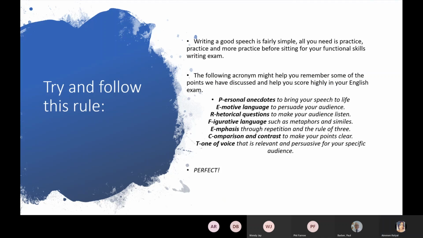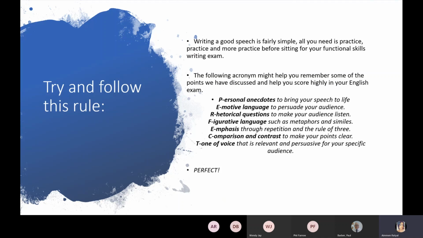English exam. The P is personal anecdotes to bring your speech to life. E is your emotive language to persuade your audience. R is your rhetorical questions to make your audience listen. F is your figurative language, such as metaphors and similes. The E is emphasis, and it runs through repetition and the rule of 3.